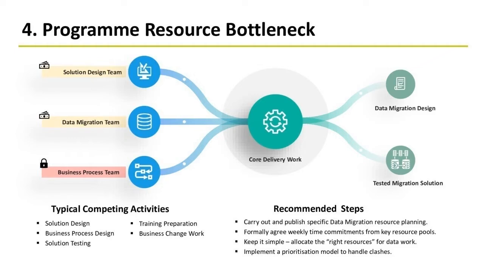So we would strongly recommend carrying out specific data migration resource planning on the program and trying to agree where possible a formal commitment from those resource pools on a weekly basis. And that's easier said than done. We'd also recommend, to assist with that, trying to keep it simple, allocate the right resources for data work. Graham, I'm sure will agree. Data work's not for everyone. When we get down into the detail of it, it's pretty technical. It's really looking at the wiring. So try and keep it simple, and where possible, allocate the right people to that type of work. Inevitably, we see as a program progresses, these constraints kick in at some point anyway. So we'd also recommend having a prioritization model to help handle those clashes when they occur, which is something that we would suggest even at the best planning can happen.